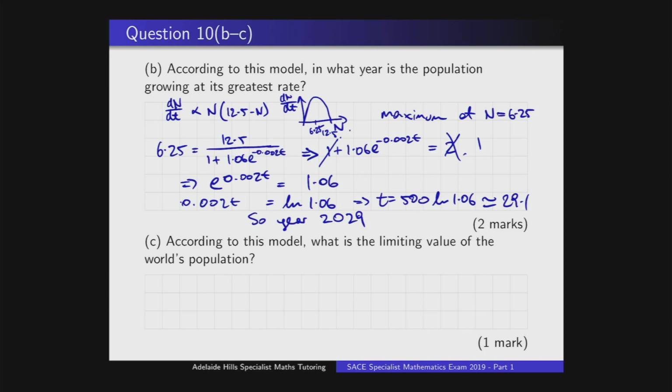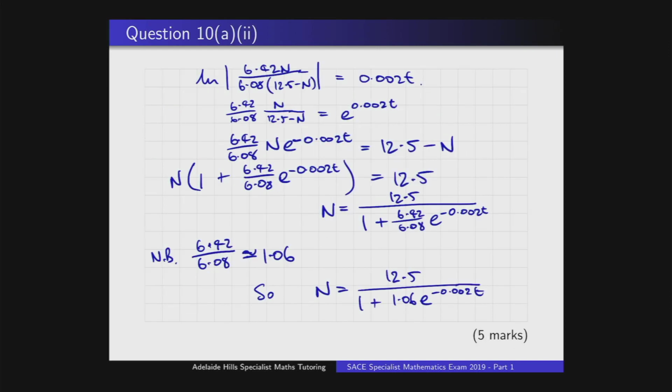Okay, now according to this model, what is the limiting value of the world's population? Well, as t goes to infinity, if we go back and look at the solution that we've got down here, you can see the denominator, as t goes to a large number, this whole term here will go to 0, and the denominator will go to 1. Okay, for any positive value of t, this will actually be a little bit more than 0, so the denominator will be a little bit more than 1, so n will be a little bit less than 12.5. But as t goes to infinity, n is going to go to 12.5.